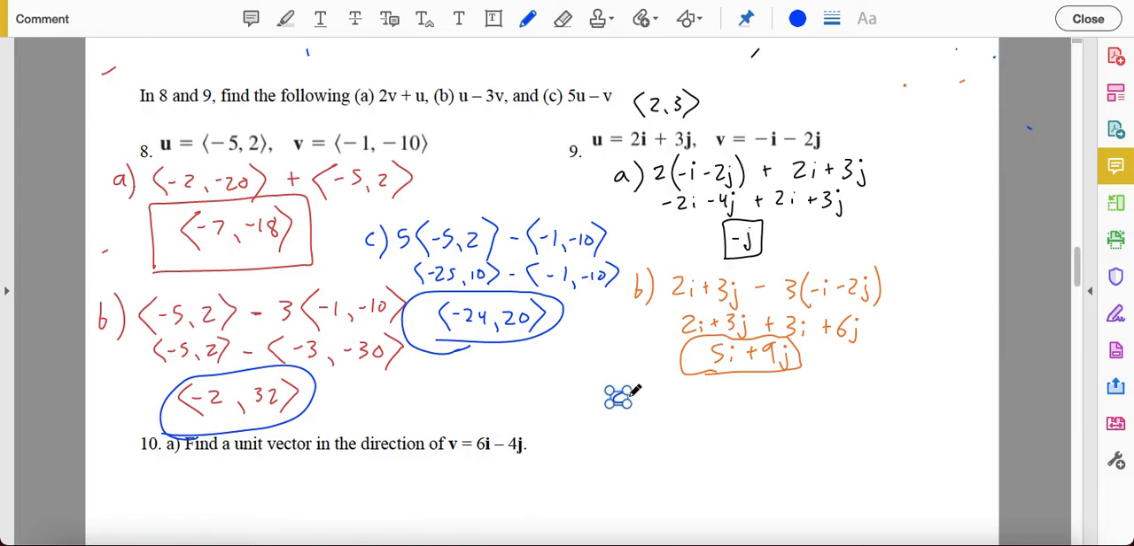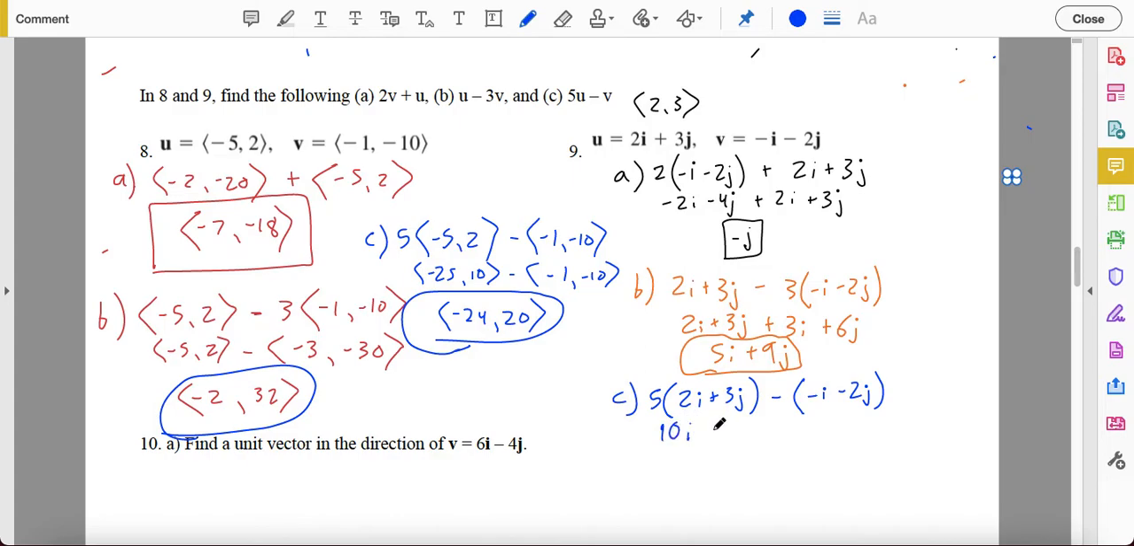So we have part C, 5u minus v. So 5 times vector u, which is 2i plus 3j, minus vector v, which is negative i minus 2j. So we can distribute and then combine like terms.